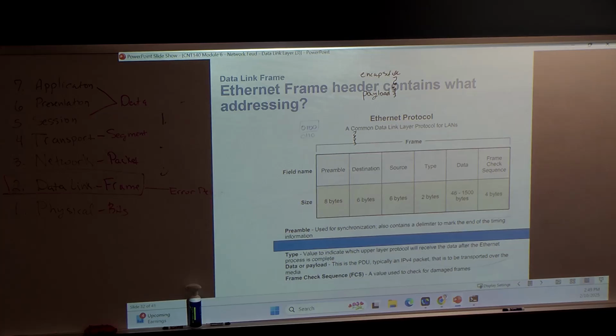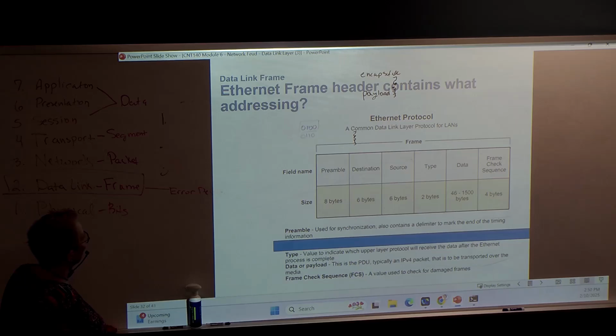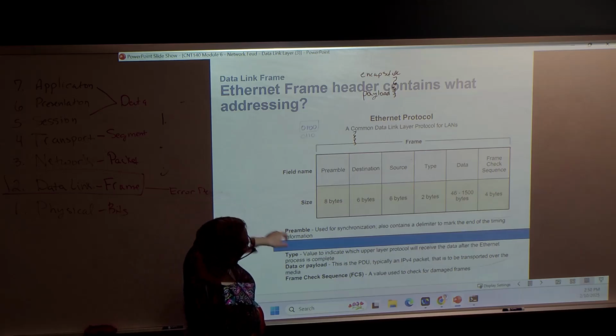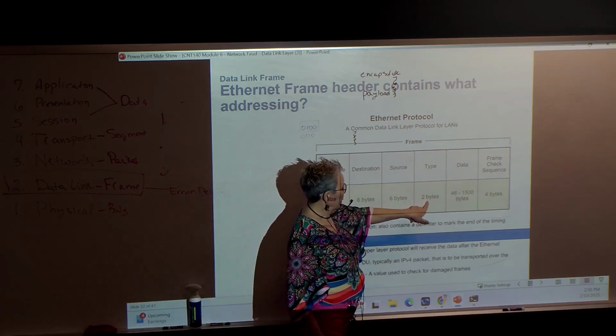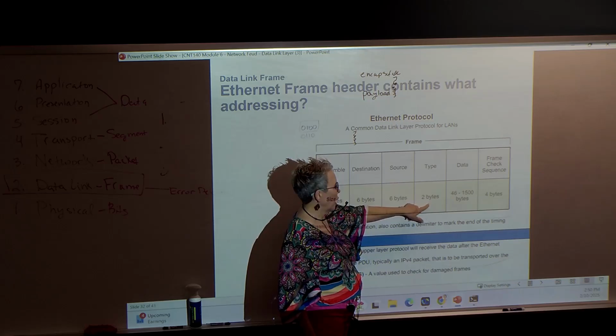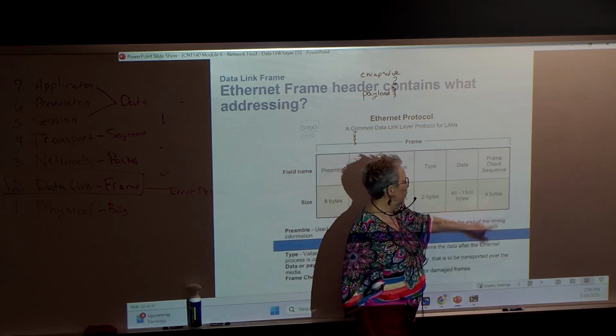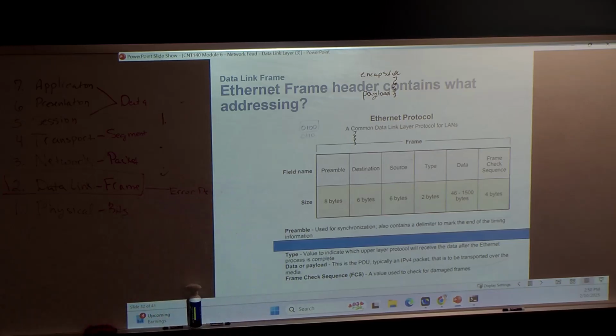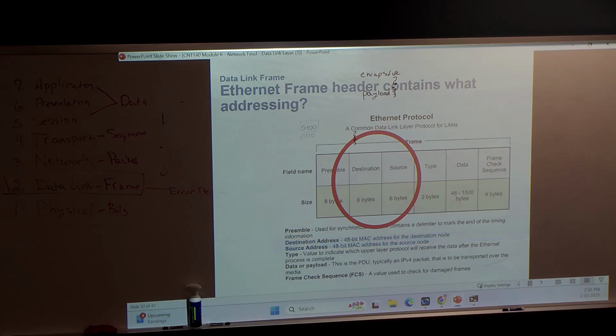Oh, here's the bytes. Look, I'm even wrong with the type. It's 2 bytes, and that's because it's going to include additional information over and above just IPv4 and IPv6. Frame check sequence is 4 bytes. I was guessing 8, but yeah. Again, notice the destination is first. When you're doing IP addressing, it's source and then destination.